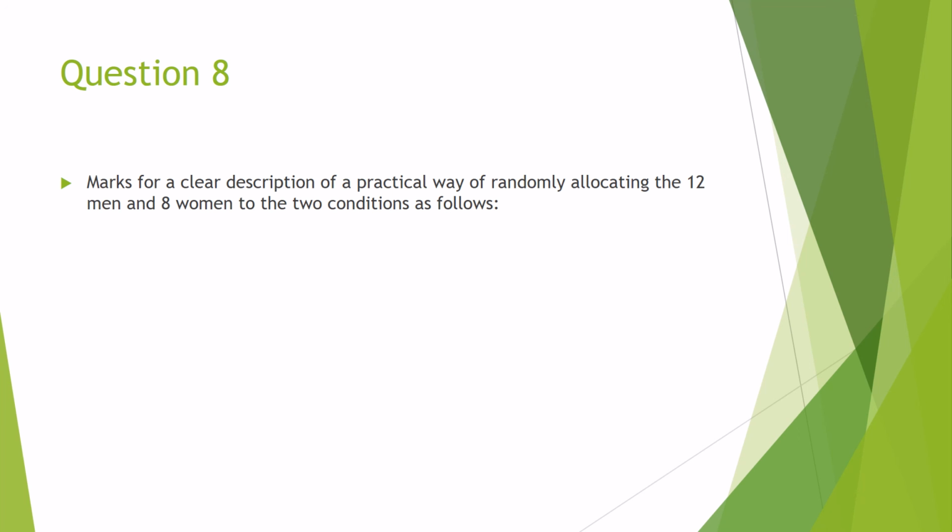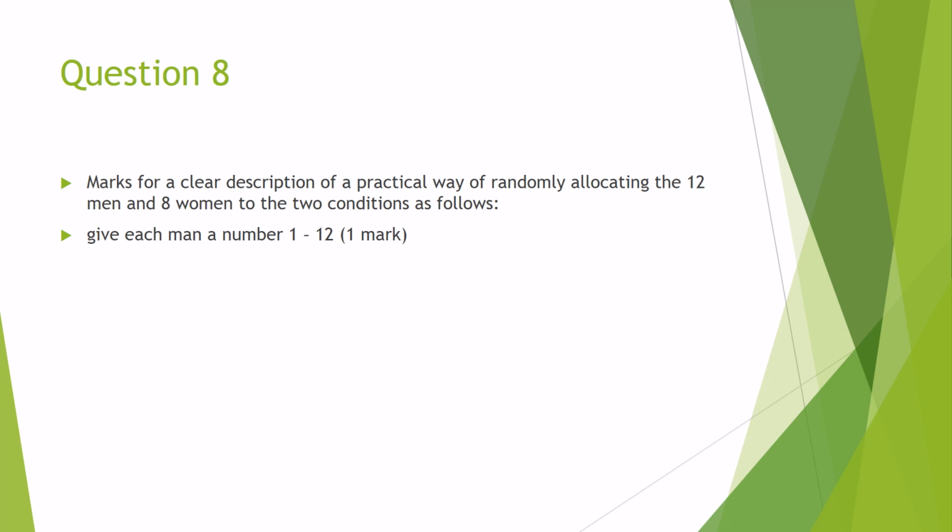Question 8 marks a clear description of a practical way of randomly allocating the 12 men and the 8 women to the 2 conditions, and then you've got some suggestions on here. The most important thing to remember about this, it's not random sampling. We haven't got the target population and we're narrowing it down to the sample. We've got the sample and we are randomly allocating them, C for conditions, apologies. So randomly allocating them to the conditions, not to the sample. Okay, so target population, randomly sample them. We've now got the 20 people that we want, so we want to randomly allocate them into the 2 conditions.